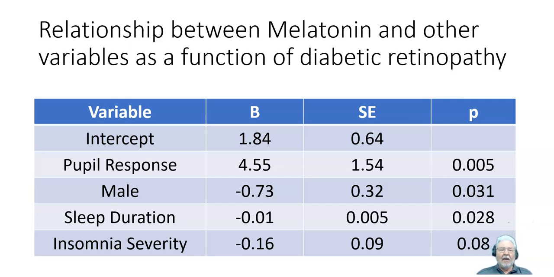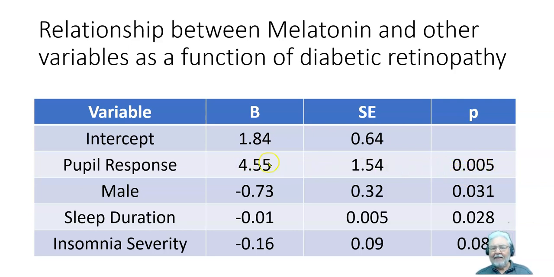And now when we look at the relationship between this pupil response and melatonin secretion, we see that the larger the pupil, because this coefficient here is 4.55, that's a positive. So the larger that number, the more melatonin response there is. And this was a very significant finding.